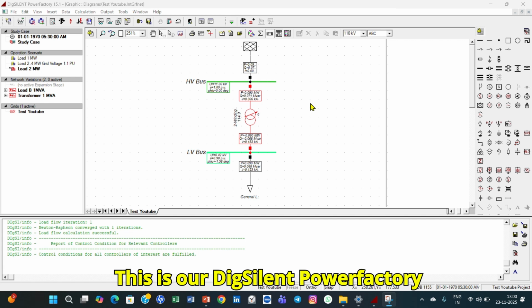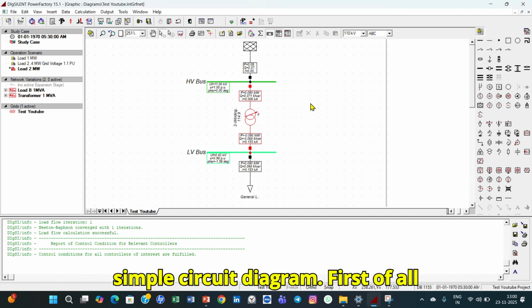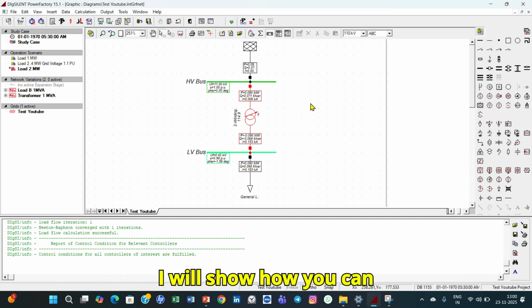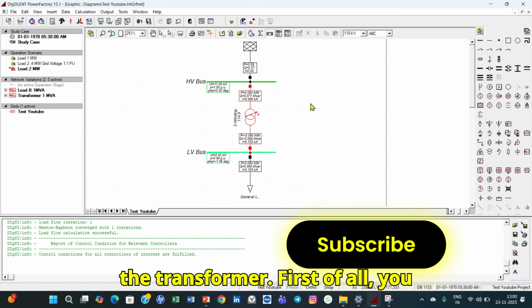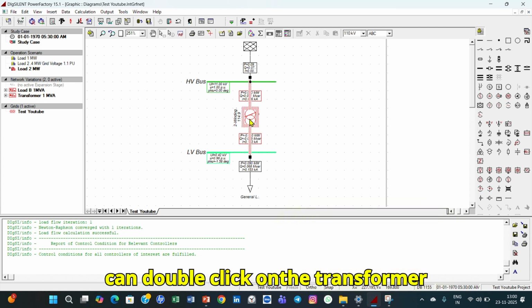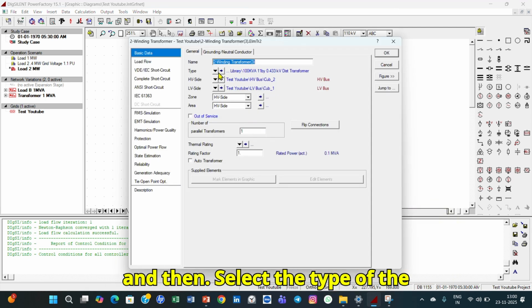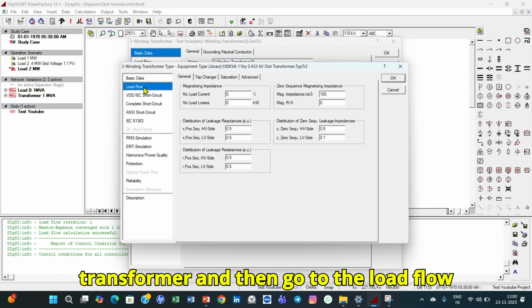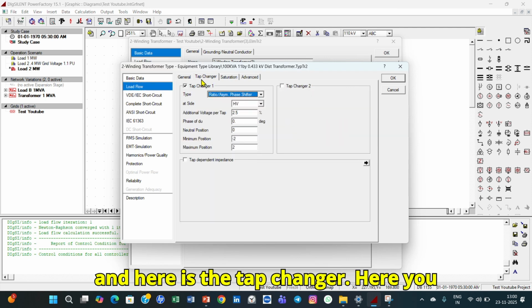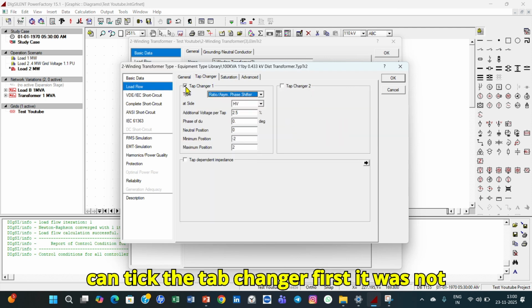This is our DIgSILENT PowerFactory simple circuit diagram. First of all, I will show how you can set the tap changer in the transformer. First of all, you can double click on the transformer and then select the type of the transformer and then go to the load flow, and here is the tap changer. Here you can tick the tap changer.